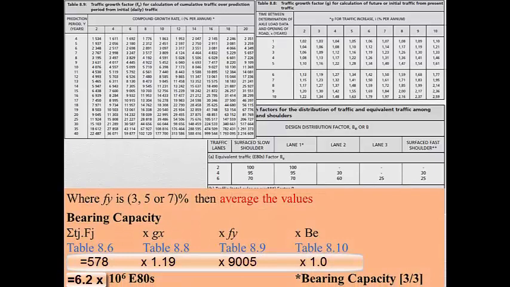The cumulative equivalent traffic bearing capacity over the structural design period of 20 years may be calculated in 3 steps. By determining a growth factor for the future traffic from initial traffic. Table 8.8 demonstrates a 3-year period to opening of the road and a 6% growth rate. The next step is by selecting a lane factor, which for our scope of work will always be 1.